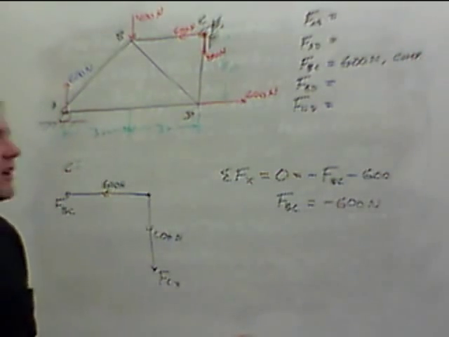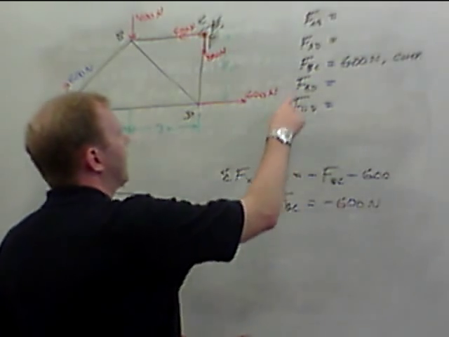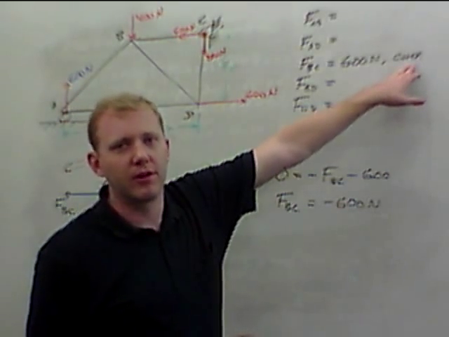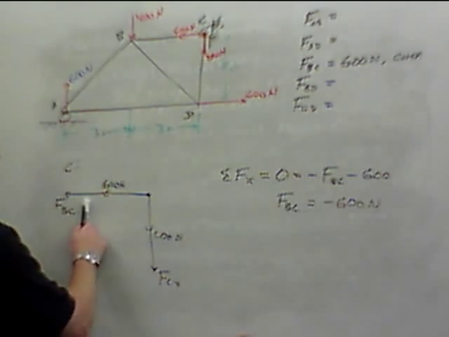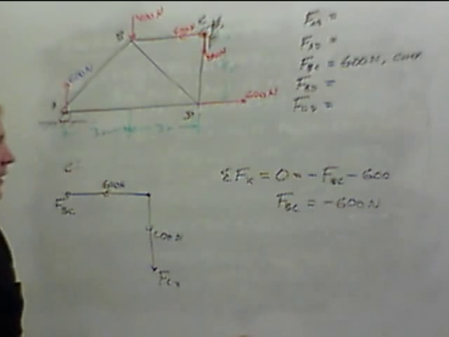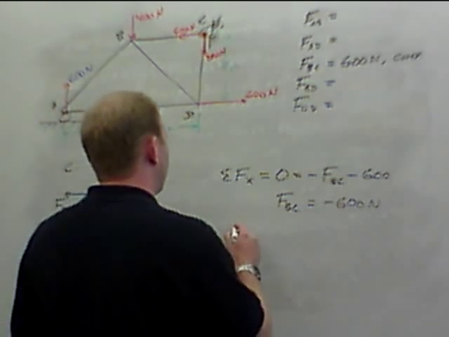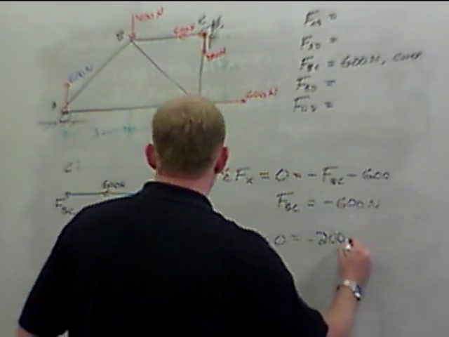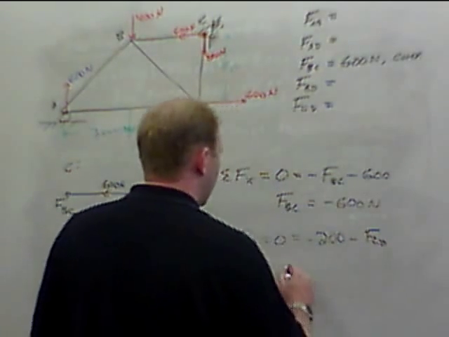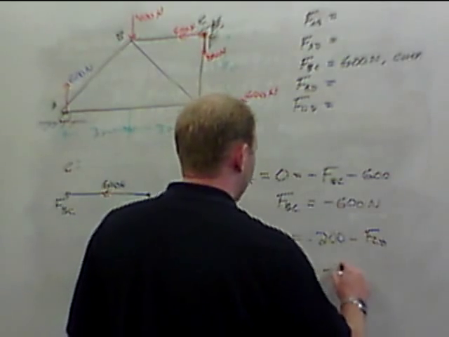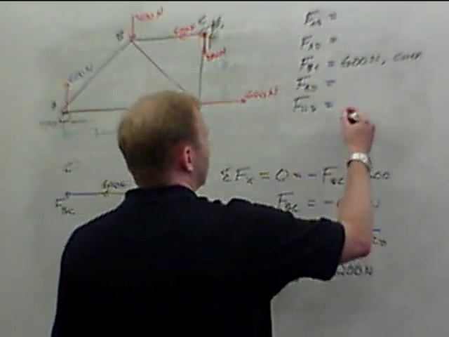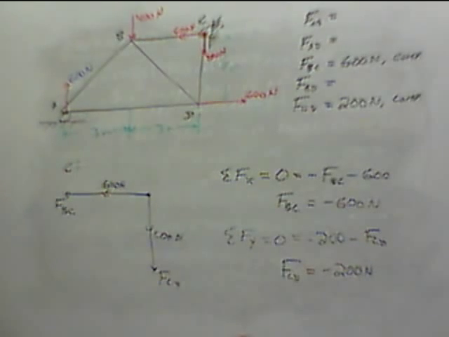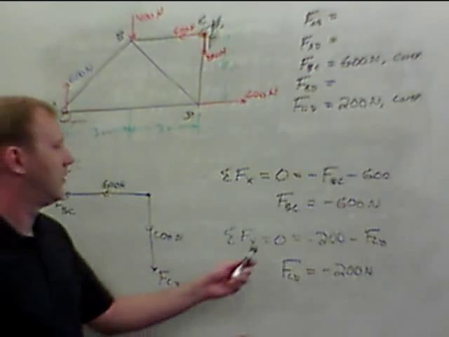Positive and negative is not enough to distinguish tension from compression when you're showing your answer. You need to actually state tension or compression when the problem says tension or compression. Here I drew it in tension, it came out negative, so I know it has to be the other. I'm going to do the same thing here. Summation of forces in the y equals zero is equal to negative 200 minus FCD. That gives me FCD equal to negative 200 newtons, which means FCD is 200 newtons, also in compression. Okay, so we're good there. Those are our two pieces.